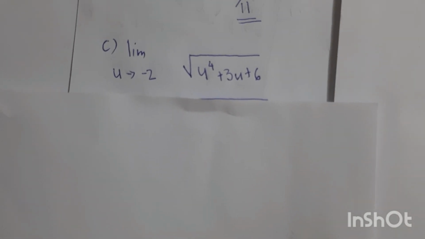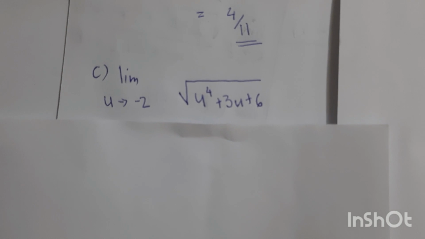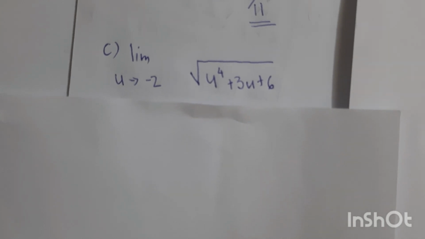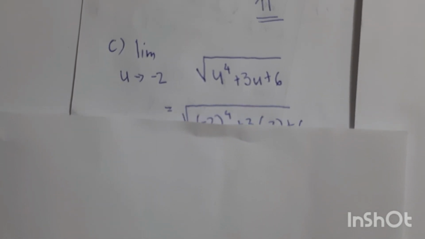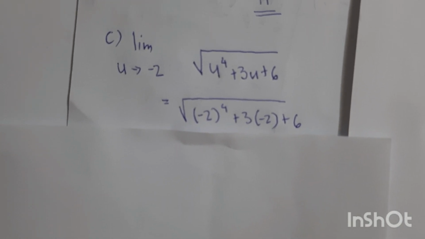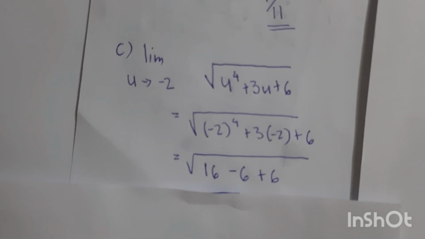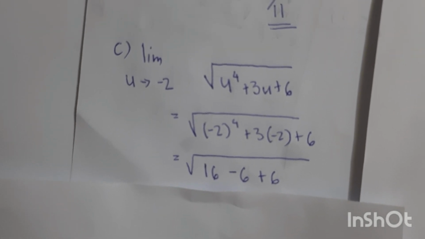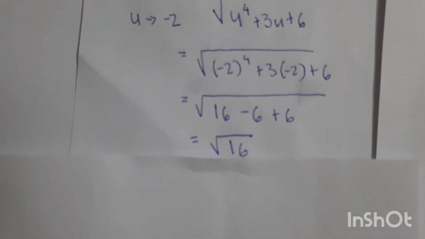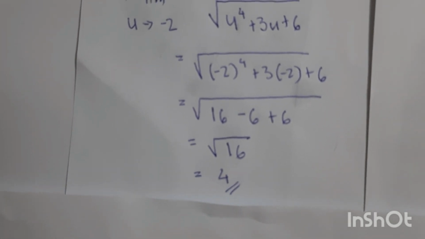So for C, we have the limit of u to -2. In this one, we're going to do the same thing we did for the other two. We're going to replace u with -2 and find the answer after we solve. So when we replace, we get -2 to the power 4 plus 3 times -2 plus 6, all under the square root. So we get square root of 16 minus 6 plus 6. The minus 6 and plus 6 will cancel out to give you square root of 16. So square root of 16 is 4, and that is our answer.